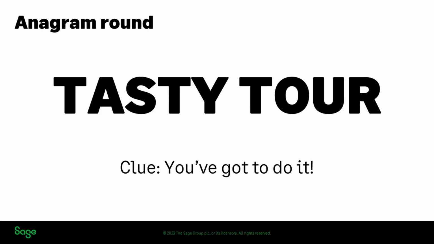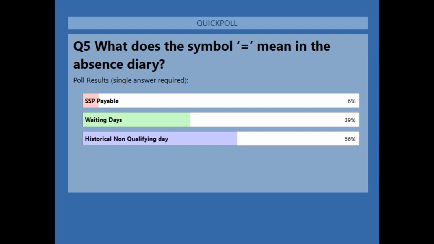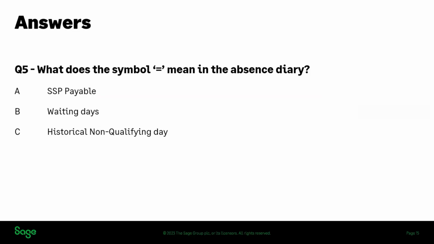So let's start revealing some answers for round 2. So the question 5 was, what does the symbol equals mean in the absence diary? SSP payable, waiting days, historical non-qualifying day. So let's share the results of question 5 first of all, and then Duncan shall be revealing our answer once more. Okay, so a little bit closer this time, but we did still have a majority there. So 6% went with SSP payable, 39% went with waiting days, with 56% having historical non-qualifying days. So let's hide that one down now. Duncan, what was the answer?